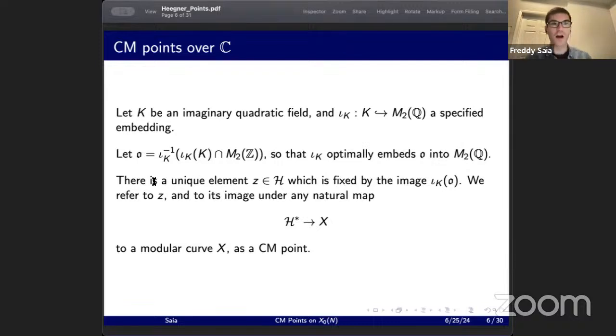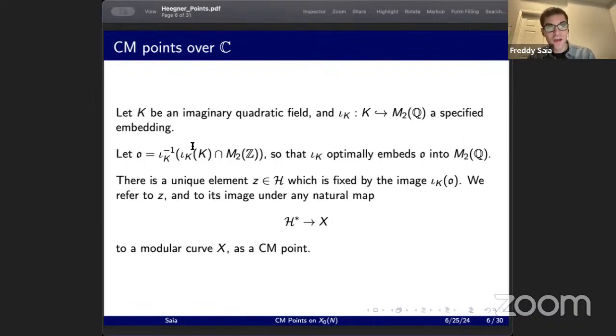Throughout this talk, capital K is always going to denote an imaginary quadratic field. To define a CM point, I'm going to specify an embedding of K into 2x2 matrices over Q, the split quaternion algebra over Q, if you will. Suppose I'm handed a specific embedding; I care about the choice. We're going to assume that this embedding optimally embeds an order O into M_2(Q). I'm fixing O to be an order in K, the order in K that's optimally embedded by this embedding. And by that, I mean this condition is satisfied. So what is this saying?